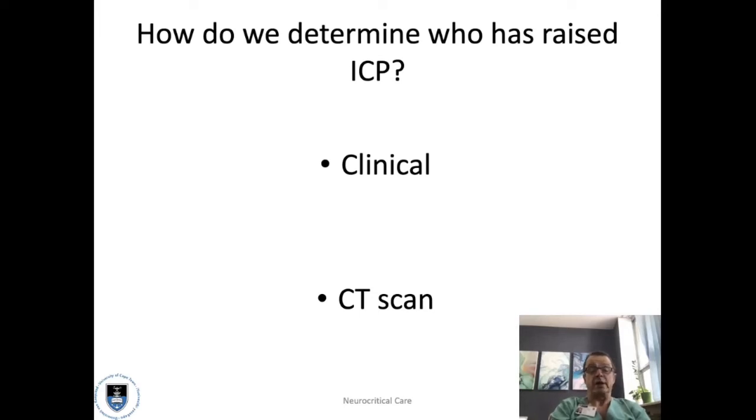So when we decide who we're going to put an intracranial pressure monitor in, it's invariably governed by the patient's decreased level of consciousness, normally in a head injury, because these are the patients who we put intracranial pressure monitors in, with findings on a CT scan that are in keeping with that.